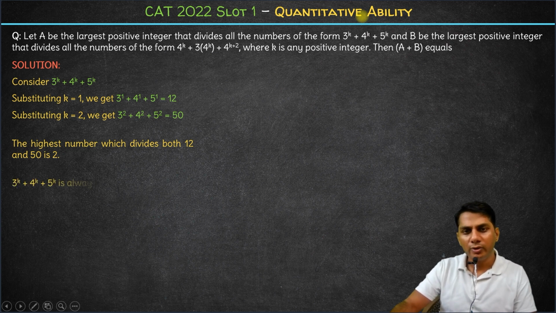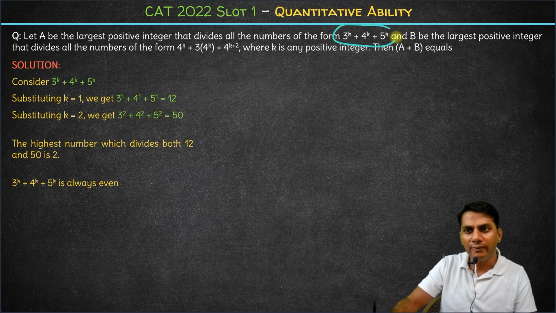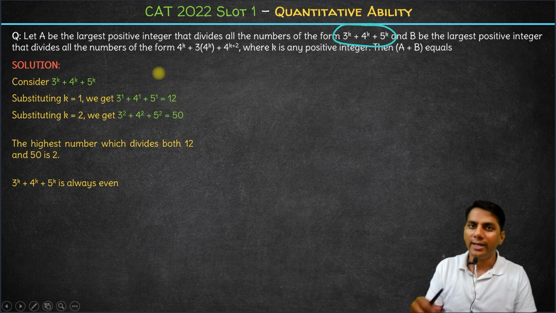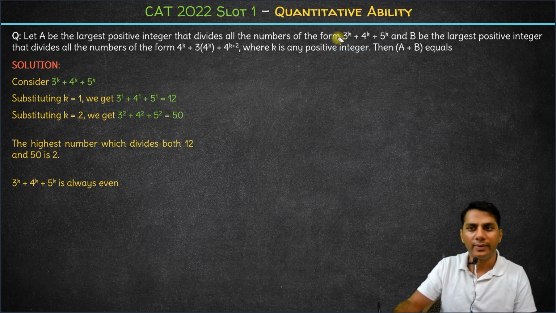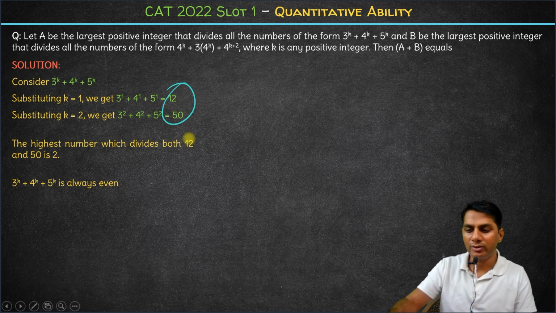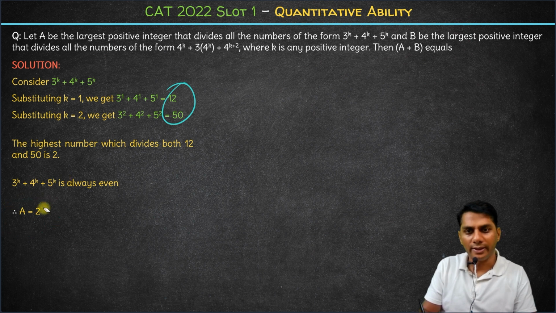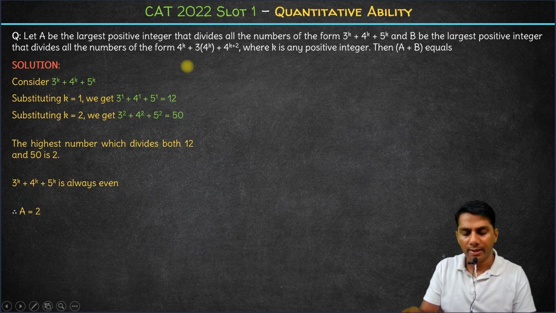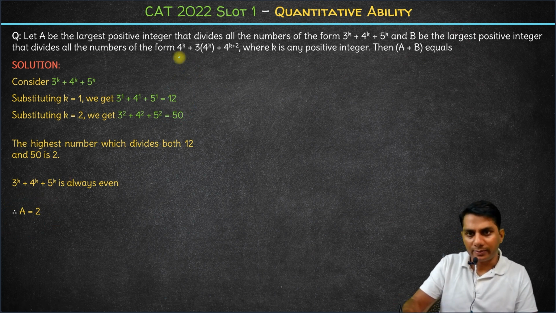So if this is going to be an even number always, that means any number of this form will be divisible by 2, and since here the highest common factor is 2, the highest common factor for all the numbers of this type will be 2 only. These two were divisible by 2, and all the other numbers of this form will also be divisible by 2. Hence the highest common factor of all these numbers will be 2. So the value of a is 2 over here. Okay. Next, let's look at the other expression here.